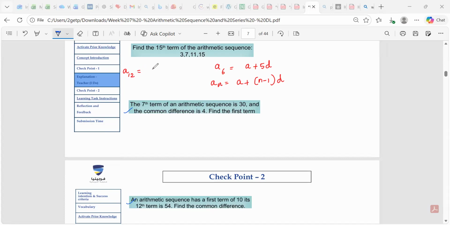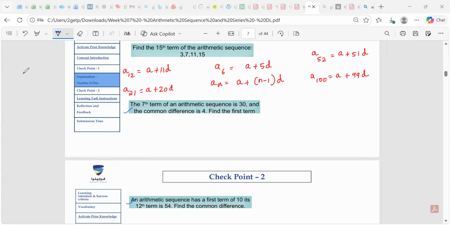12th term means this is a plus 11d. You should keep this in mind. 21st term means it is a plus 20d. Subtract 1 from 21. Or else 52nd term means a plus 52 minus 1, which is 51d. Or 100th term means a plus 100 minus 1, that is 99d. So this idea should be there in your mind to solve this particular question.